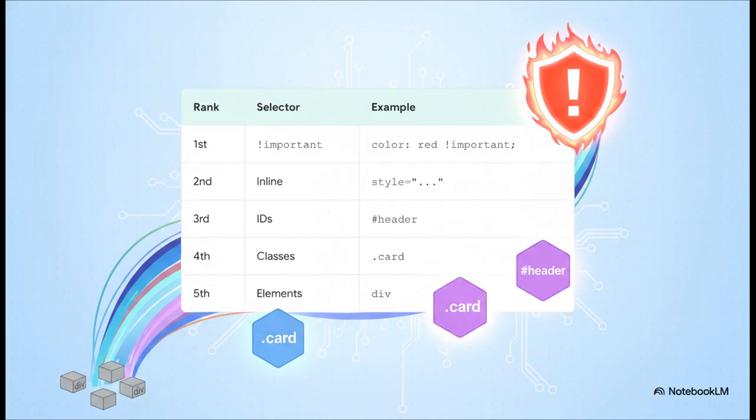Basic element selectors, like targeting a plain div, are the weakest. Classes, like .card, have more power. IDs, like #header, are stronger still. But a quick word of warning here. Use IDs sparingly and treat the absolute highest rank, the !important tag, as a nuclear option. Seriously, avoid it unless you enjoy ruining your future self's day when you're trying to override styles later on. Stick to classes for the vast majority of your styling.